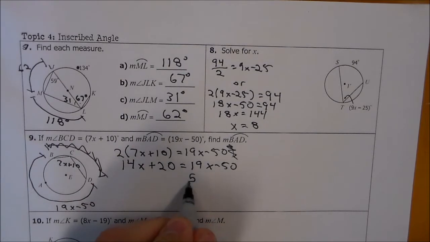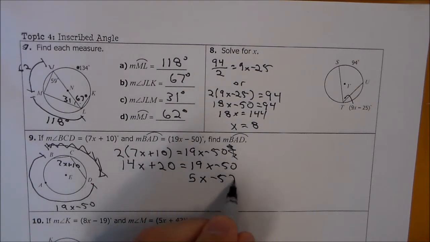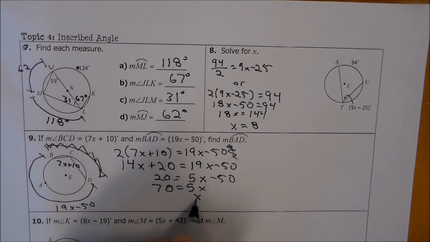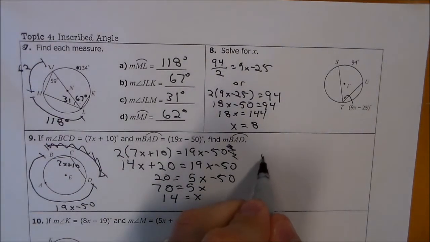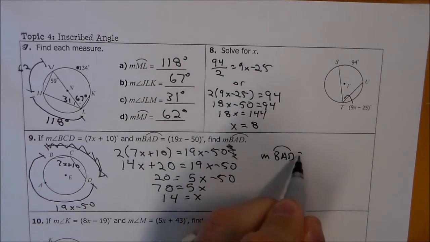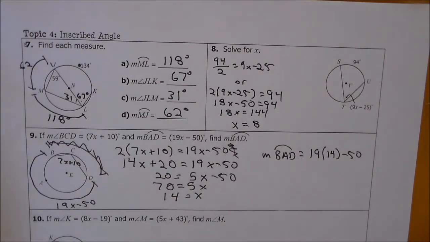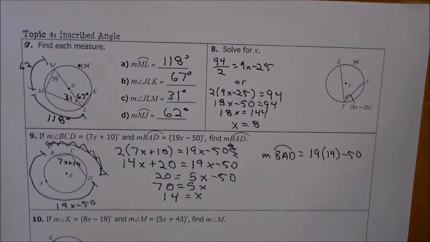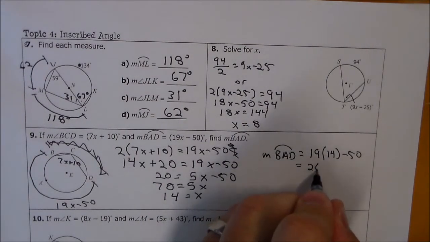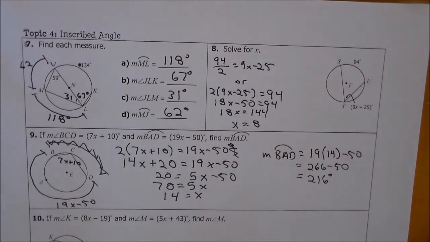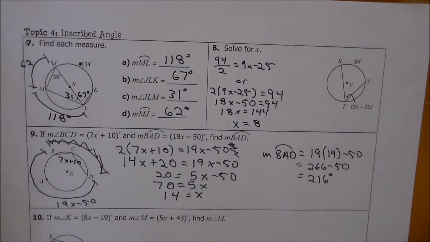We subtract over the 14x, we get 5x. We're going to add the 50 over, we get 70. Now 70 equals 5x gives us that x equals 14, but we have to substitute back in. So the measure of BAD, the arc, is 19 times 14 minus 50. 19 times 14 gives us 266, and that gives us an answer of 216 for measure of arc BAD.